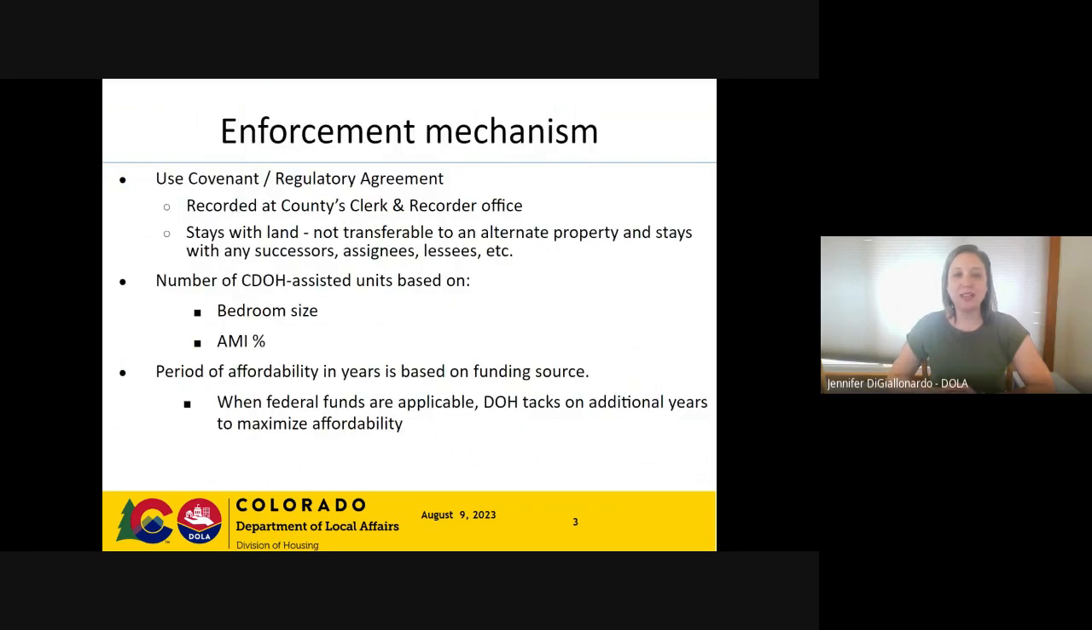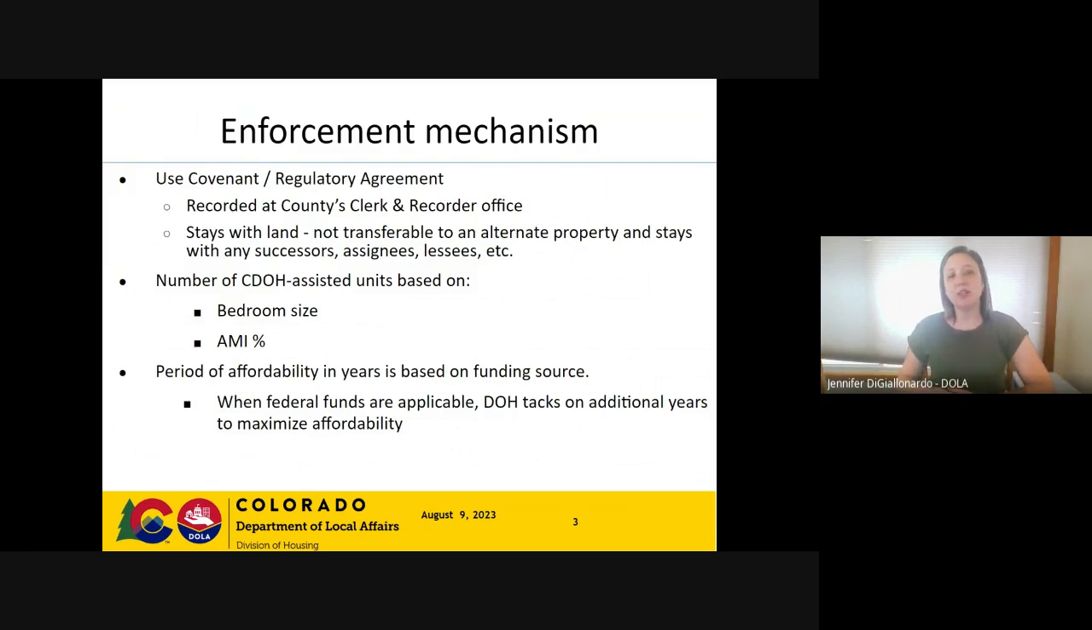Now, this agreement is our enforcement mechanism. It's called the Use Covenant or Beneficiary and Rent Use Covenant and Regulatory Agreement. This document is recorded at the local county's clerk and recorder office, and it stays with the land, which means that it's non-transferable to an alternate property, and it stays with any successors, assignees, leasees, aka any changes in ownership, any management that turns over. It's going to stay with that property throughout the remainder of the period of affordability.